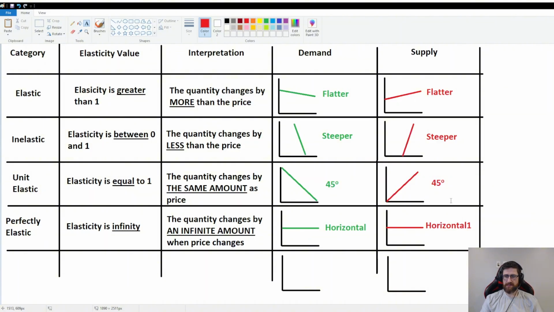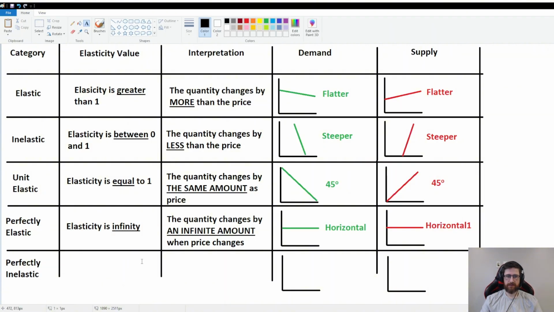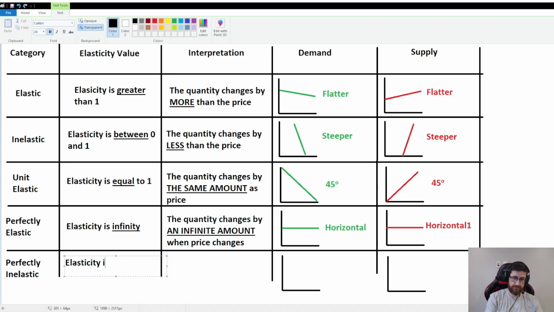And then our final case, it is now horizontal. You can probably guess what this one's going to be called. It is perfectly inelastic. Right? And this one is elasticity is 0. Okay, it is the rare case where you have no sensitivity. No matter what the price does, there's only this much.